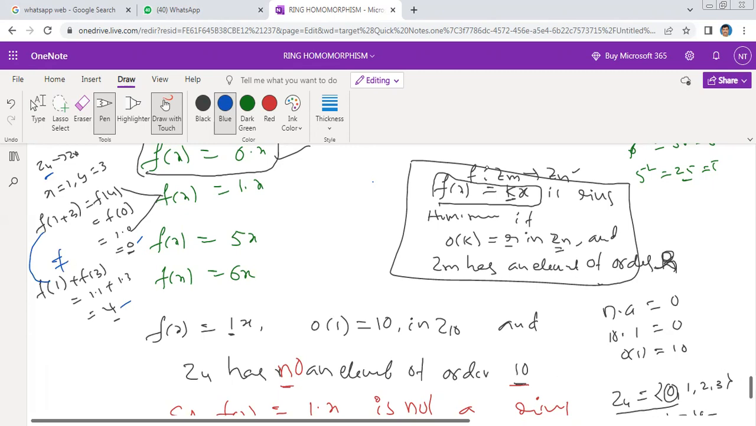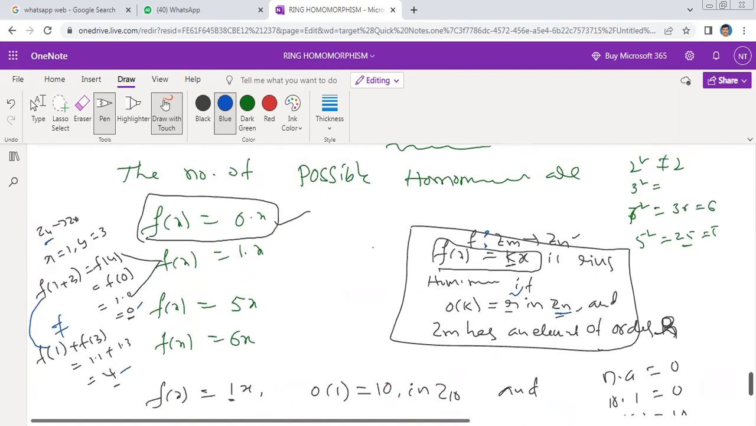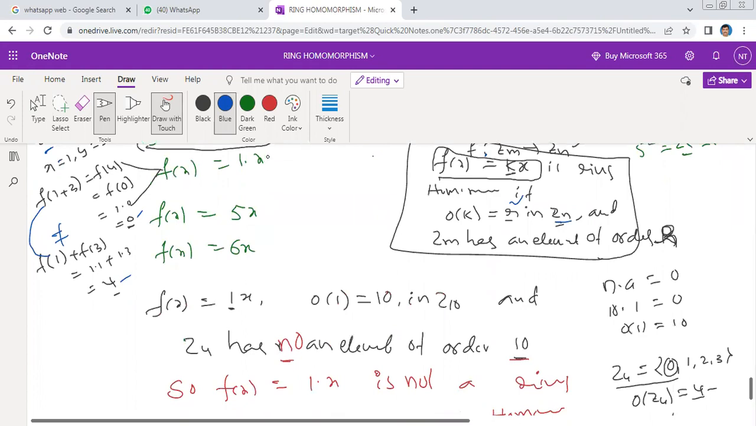ఒక్కసారి మీరు గుర్తుపెట్టుకుంటే f is a mapping from Zm to Zn. f of x is equal to kx is a homomorphism or not. చెక్ చేయాలి అంటే ఈ k ఎందులో ఉండాలి? హోమోమార్ఫిజం, if order of k is equal to any element r in Zn and Zm has an element of order r. Zm లో అట్లీస్ట్ ఒక ఎలిమెంట్ ఆర్డర్ r ఉంటే ఓకే, లేదు కాబట్టి ఇది కాలేదు. ఓకే, తర్వాత ఇక్కడికి వెళ్ళండి. ఇది నాట్ హోమోమార్ఫిజం. 5x గురించి మాట్లాడదాం.